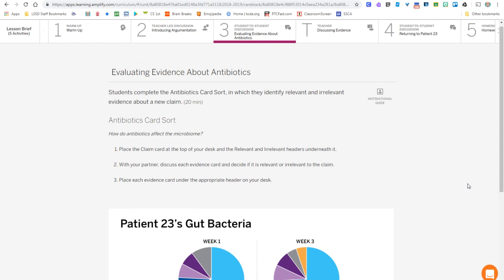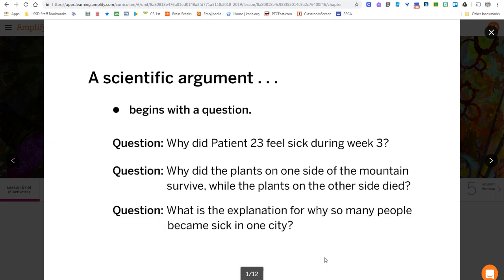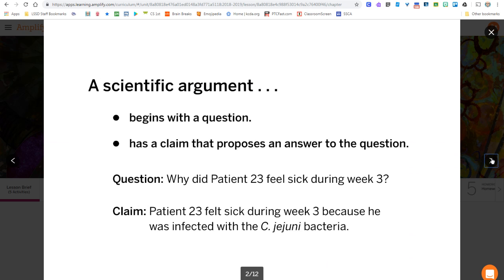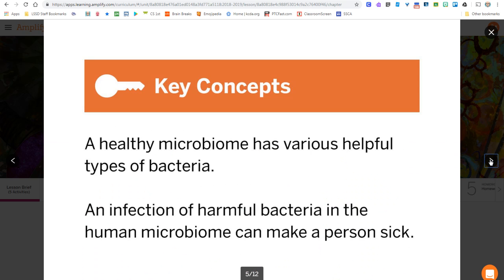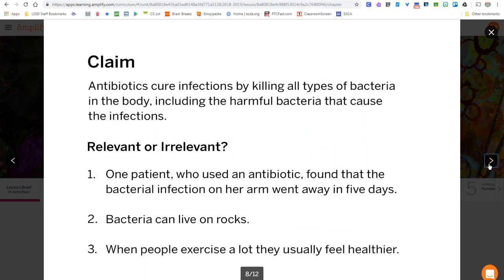We're going to introduce to you the idea of relevant and irrelevant, and if we hop back to the projections, give me a second here. There's a claim, and is it relevant or irrelevant? So one thing scientists need to do when they are making an argument is to evaluate evidence in order to see if it is relevant to the question they are investigating.